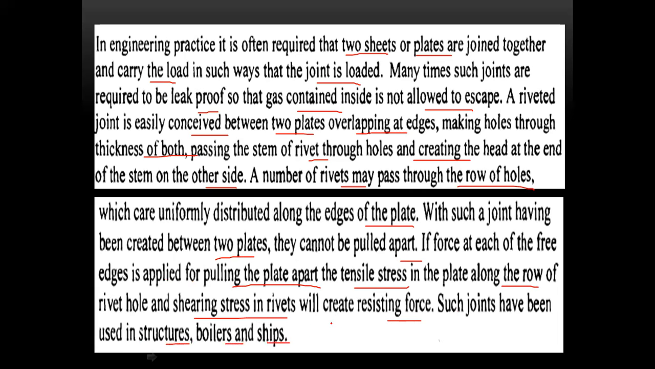What this point is saying is that whenever one sheet is overlapped on another and you keep rivet joints, and you pull with longitudinal forces applied in this direction, that produces tensile stresses in the plate along the row of the rivet holes and shearing stresses in the rivets, which create the resistance force. In which applications can this be seen? The steel structures, the boilers, and the ships.